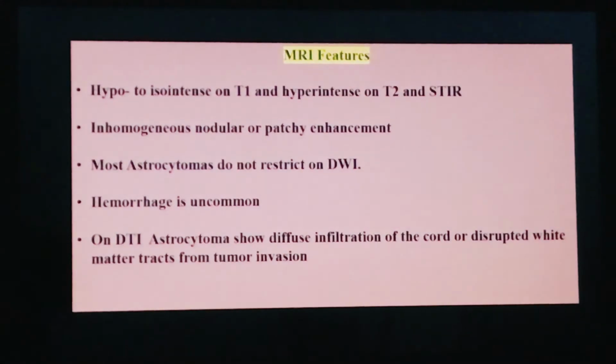Now what are the typical MRI features? They are hypo to iso intense on T1 and hyperintense on T2 and STIR. Enhancement wise, they show inhomogeneous patchy or nodular enhancement. Mostly they do not restrict on diffusion weighted imaging. Hemorrhage is uncommon, and on DTI, astrocytoma shows diffuse infiltration of the cord or disrupted white matter rather than displacement.